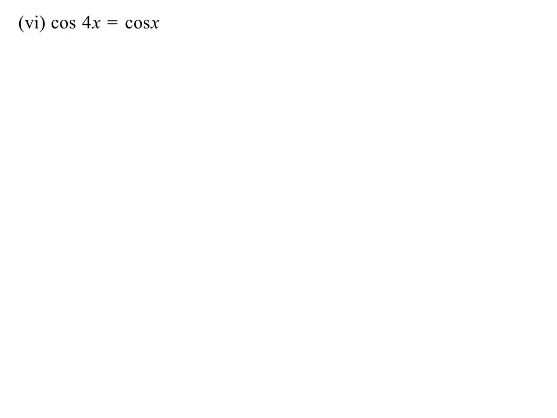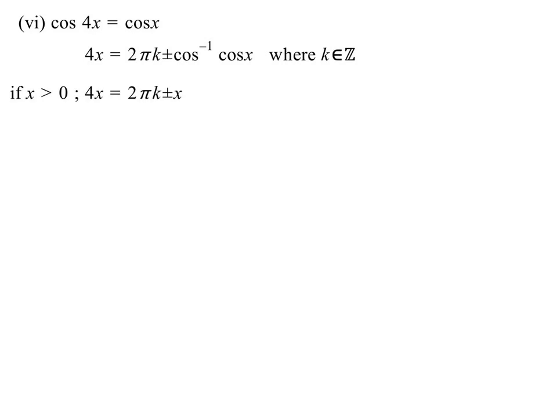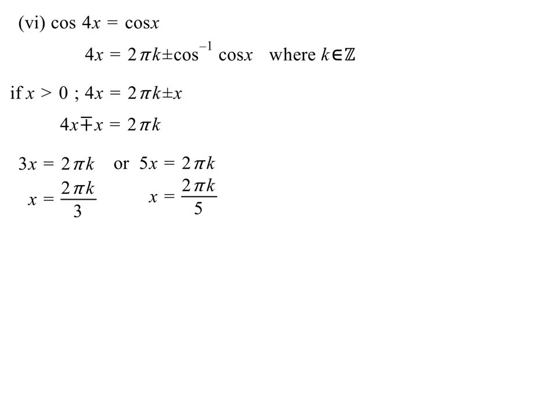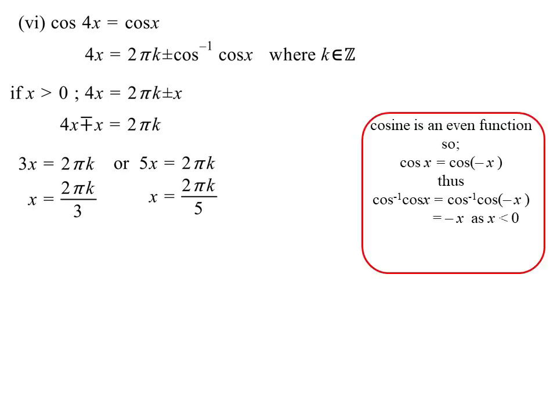Cos 4x is equal to cos x. 4x is 2 pi k plus or minus the inverse cos of cos x. Now it depends what happens if x is positive or x is negative, because that's going to change this one. Let's assume it's positive. So I would get 4x minus plus x, move it to the other side, equals 2 pi k. So 3x is 2 pi k, x is 2 pi k on 3, or 5x is 2 pi k, because if I've added that on I get 5. So the other possibility is 2 pi k on 5, but hang on a sec, cosine's an even function.